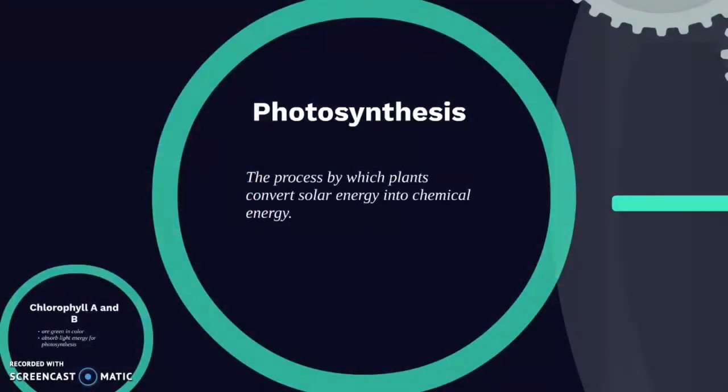Photosynthesis is the process by which plants convert solar energy into chemical energy. It consists of two sets of reactions, light-dependent and light-independent reactions. Light-dependent reactions use light directly to produce ATP, which powers the light-independent reactions.